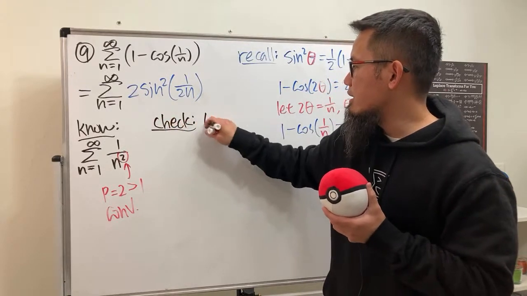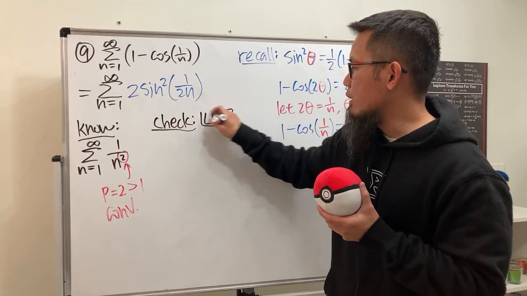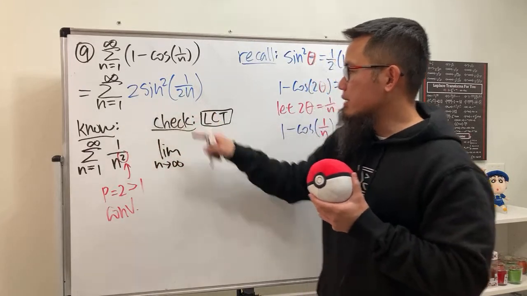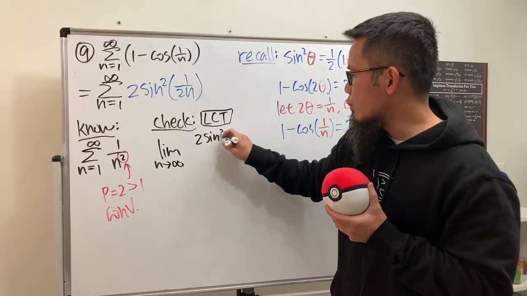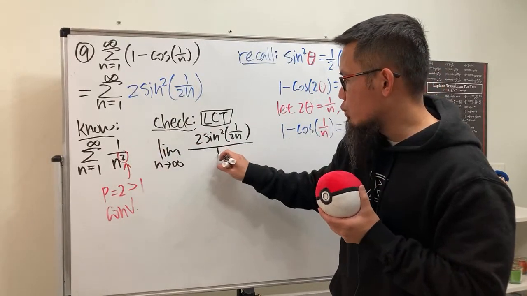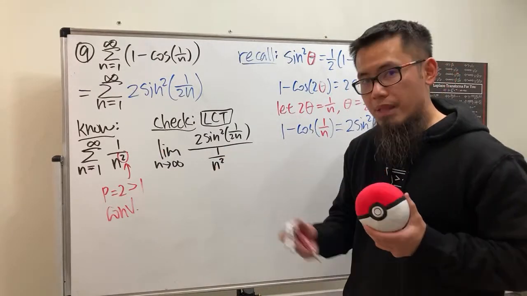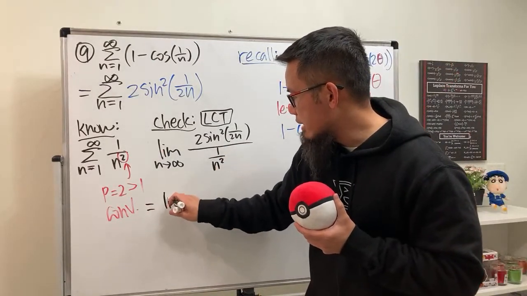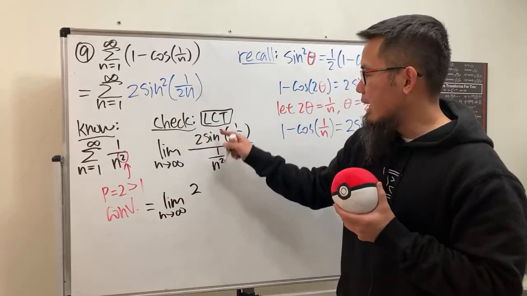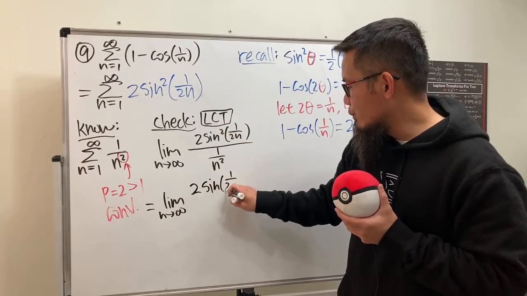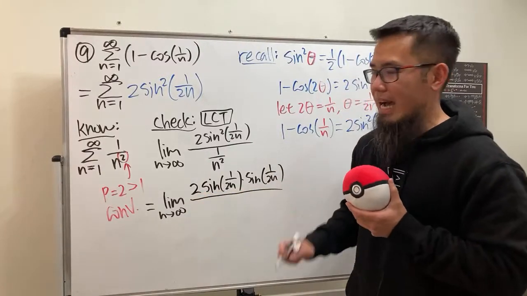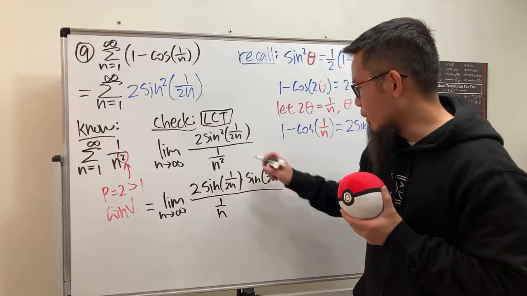Now, here's the check. And again, this is for the LCT, just keep that in mind. We're doing the LCT. So we're going to do the limit as n goes to infinity of 2 sine square of 1 over 2n over the one that we have over there, which is 1 over n squared. Now, have a look, ladies and gentlemen. This right here is the limit as n goes to infinity. I'm going to write it down like 2, and then sine of 1 over 2n times sine of 1 over 2n, and then divide this by 1 over n, and then 1 over n.